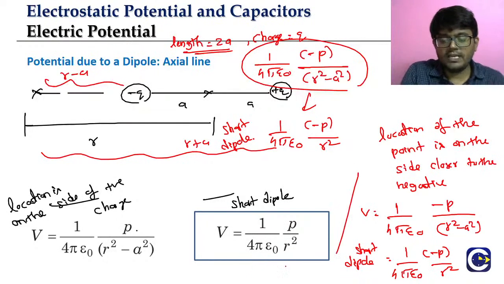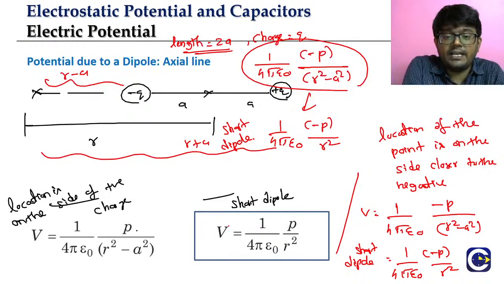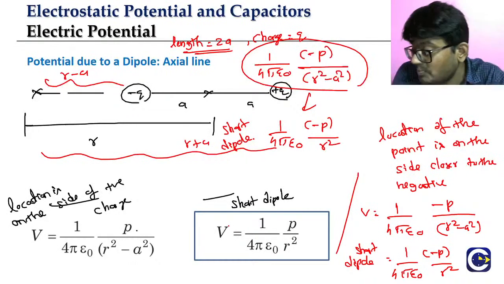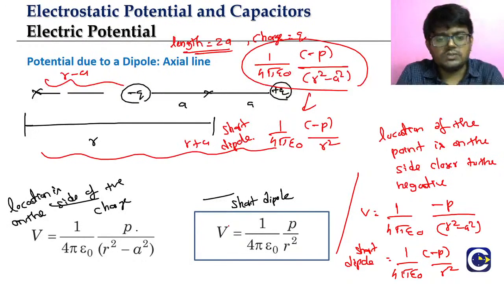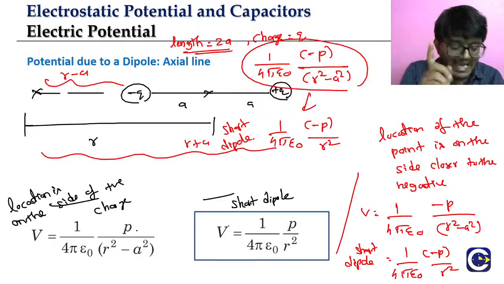So if you take a point on the side closer to the positive charge, you will get plus P. Take a point on the other side, and we will get minus P. Means if you take a point on the side closer to the positive charge, the total potential is positive. If you take a point on the other side, the total potential is negative. So this is how we have the potential due to a dipole on the axial line.